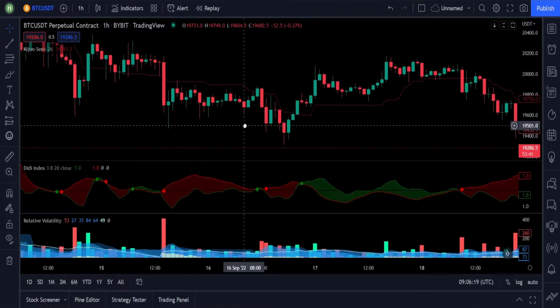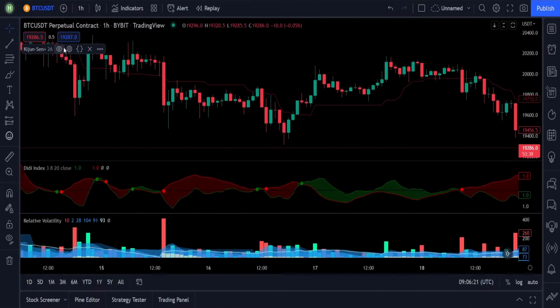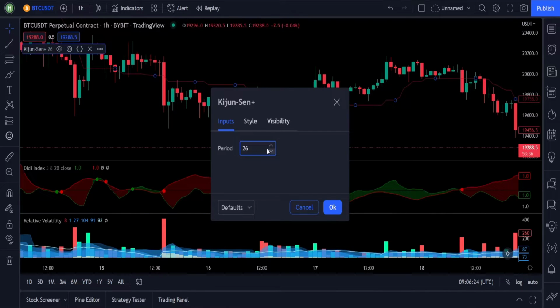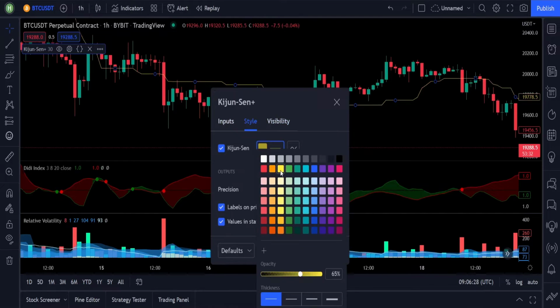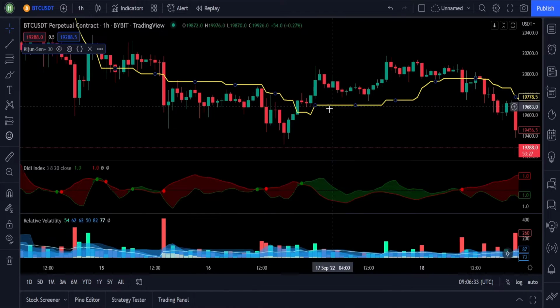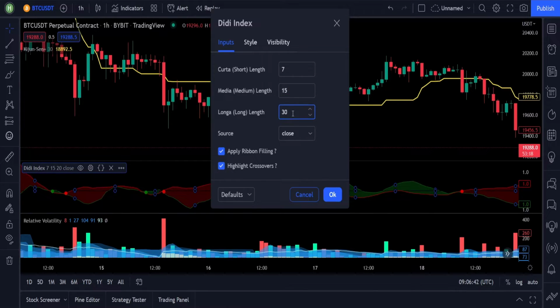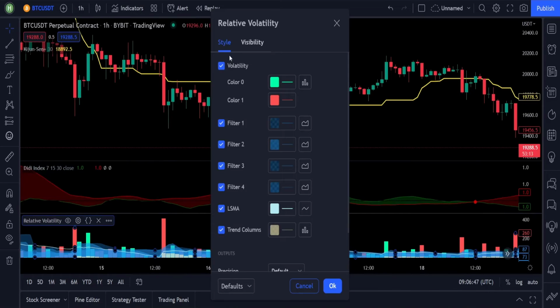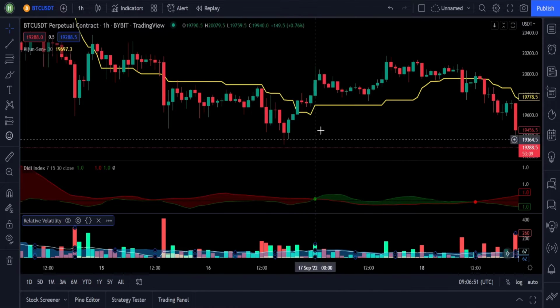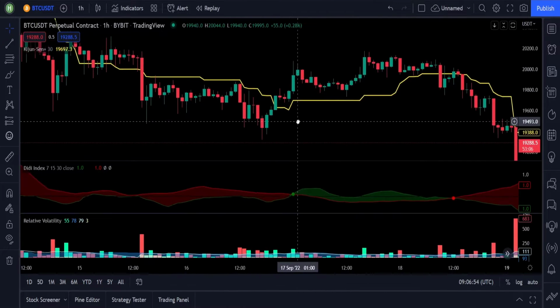First of all, in settings for Kijun Sen, here we'll change the period from 26 to 30. And we'll change the color from red and make it a bit more prominent. Now let's adjust the settings on this Didi Index. So in inputs, we'll change the short length to 7, medium length to 15, and long length to 30. And after that, we'll make some slight adjustments to our volatility indicator. In style, we're going to get rid of these 3 filters. There we go. So now that our system is ready, let's get into the rules for this strategy.